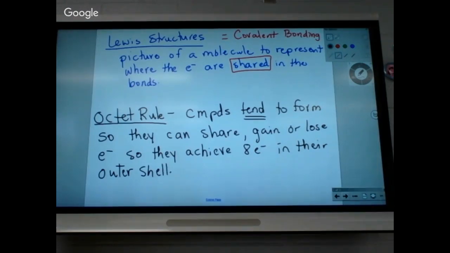Now, the reason I said that is, do they always form 8? No. Y'all are in an honors class, so we're going to branch out into some things that don't have 8, just because we can.